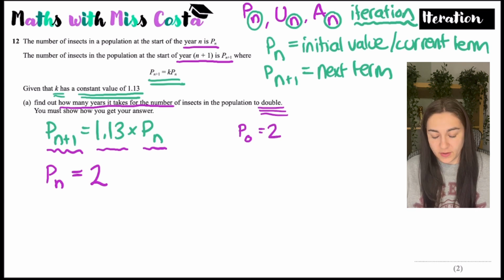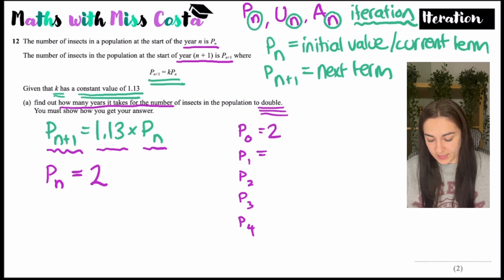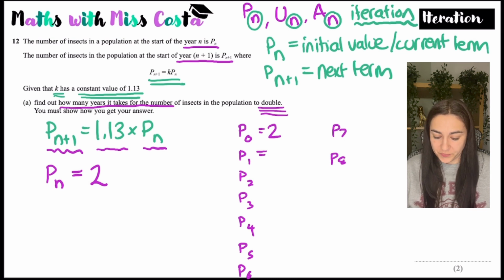So if P0, because it's the start of the year, is 2, I then want to figure out what the population is at the end of year 1, or at the start of year 2, at the end of year 2, at the end of year 3, at the end of year 4, at the end of year 5, at the end of year 6, at the end of year 7, 8, and so forth. So let's see what I do. I know that I've just given a random value. You can give Pn a value of anything you want.